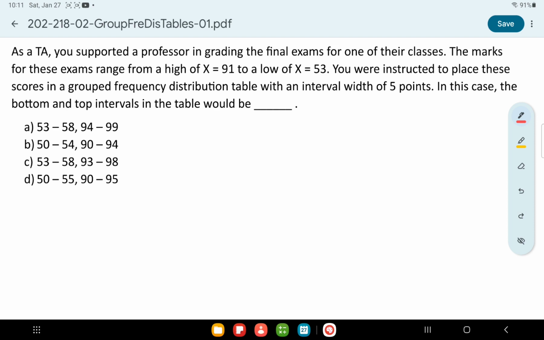In the situation of group frequency distribution tables, you see these numbers indicating the range in which the x scores fall within. So let's take a look at the question here. As a TA, you supported a professor in grading the final exams for one of their classes. The marks for these exams range from a high of x equals 91 to a low of x equals 53.